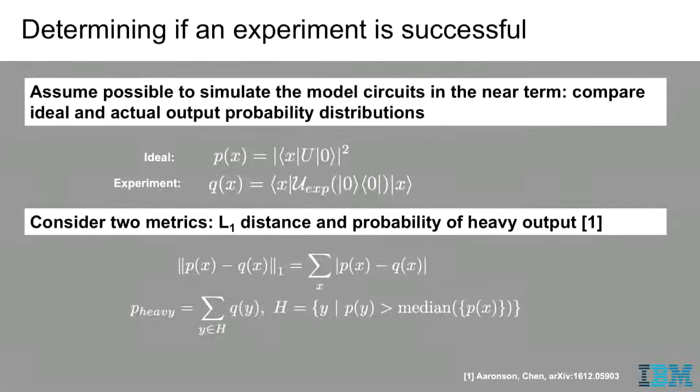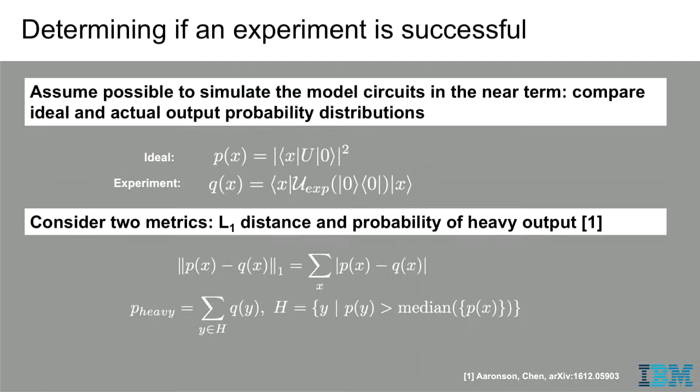So we're going to assume that we could simulate this circuit. And so we're going to have this ideal output probability, and then we're also going to have this experimental output probability distribution. And you could consider 2 different metrics. One is how far away these ideal and experimental states are, the L1 distance. And then you could also think about the probability of heavy output, which is described in the Aaronson and Chen paper. I won't explain it here.